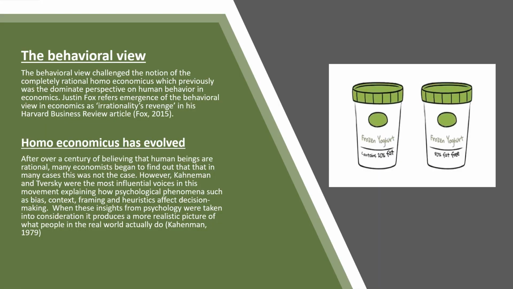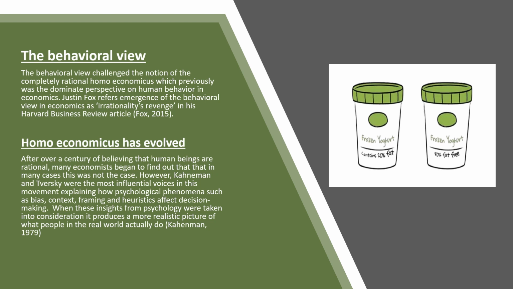However, subsequently, the behavioral view has been proposed, and that's very different from the traditional preclassical, classical, and neoclassical views, and the view of the human being as completely rational in their decision making. So the behavioral view challenges the notion of the completely rational homo economicus, which was previously the dominant perspective on human behavior in economics.